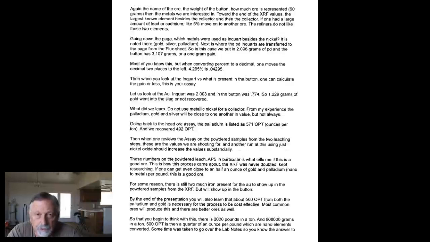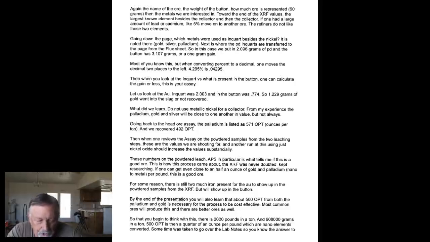So this is a good ore, after that second assay will be done. These numbers on the powdered leach, APS in particular, is what tells me if this is a good ore. This is how the process came about. The XRF was never doubted, and we kept researching. If one can get even close to half an ounce of gold and palladium, that's nano to metal, per pound, this is a good ore, and it's cost effective. For some reason, there is still too much iron present for the AU to show up in the powdered samples from the XRF. So don't panic on that one. But will show up in the button, and that's where it's metal.